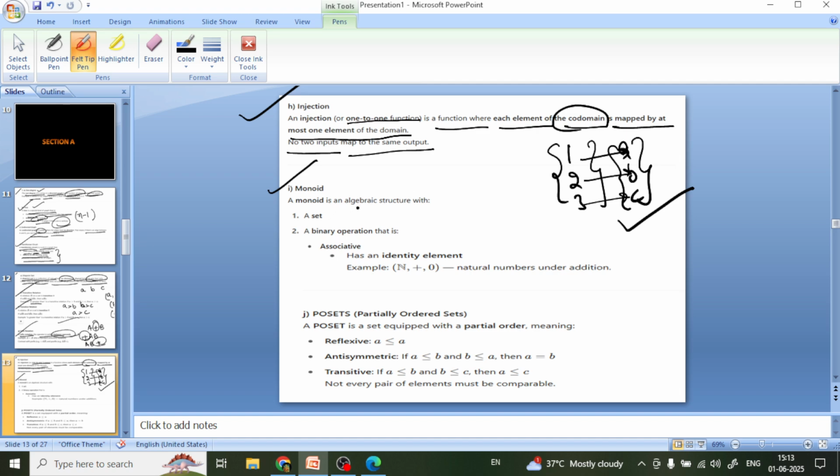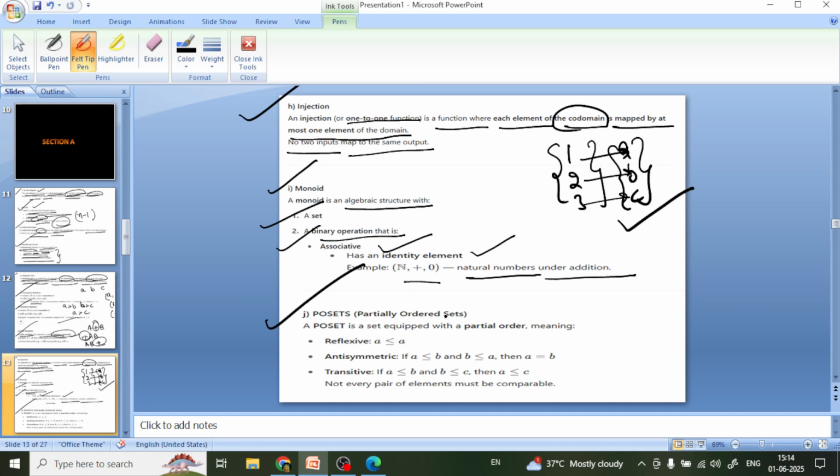Monoid. A monoid is an algebraic structure: a set with a binary operation which is associative. It has an identity element. For example, N comma plus comma 0, natural numbers under addition, is used.